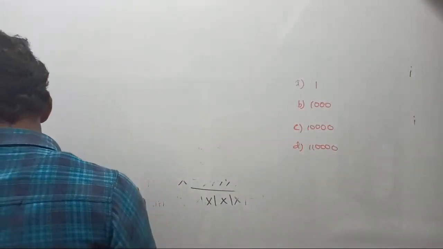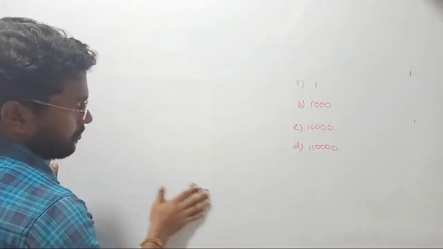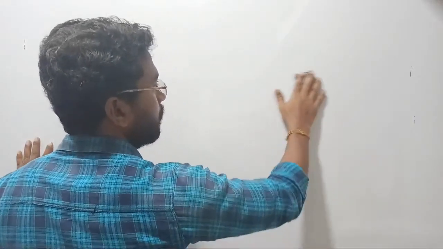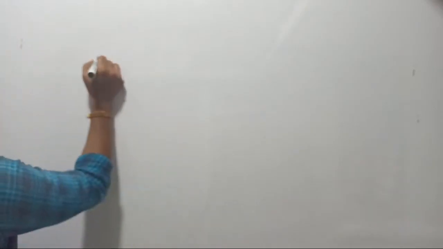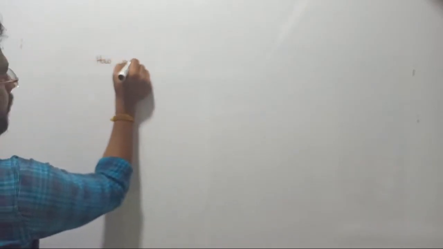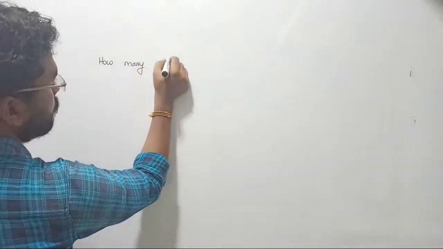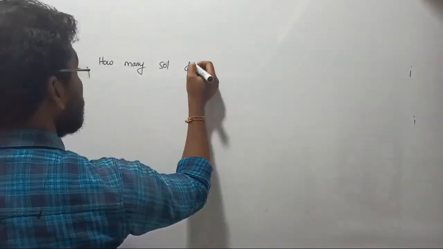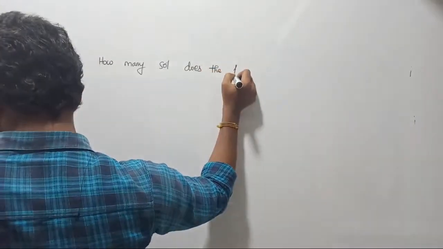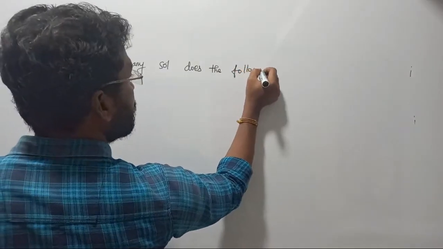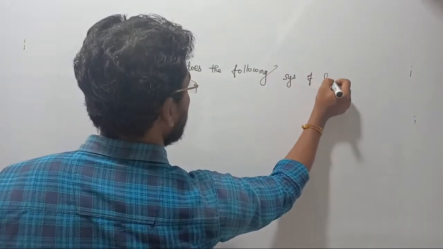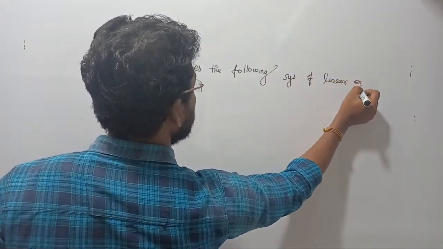The question is, how many solutions does the following system of linear equations have?